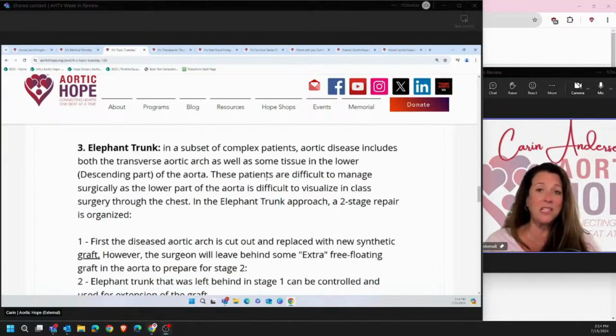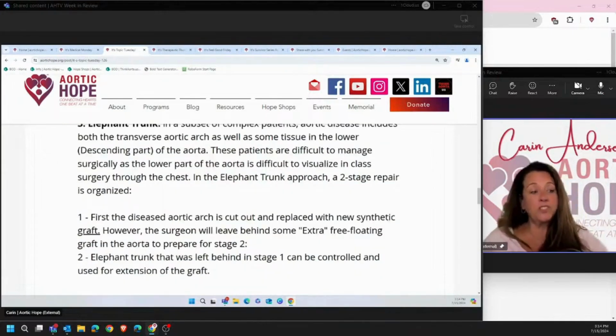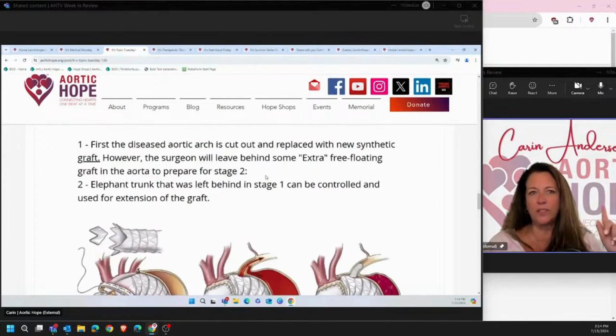First, the diseased aortic arch is cut out and replaced with a new synthetic graft. However, the surgeon will leave behind some extra free-floating graft in the aorta to prepare for stage two. Stage two is where the elephant trunk that was left behind in stage one can be controlled and used for an extension of a graft. Let's take a look at this.